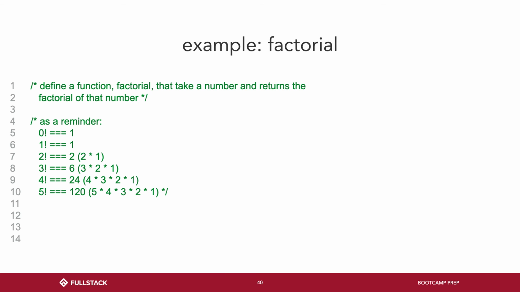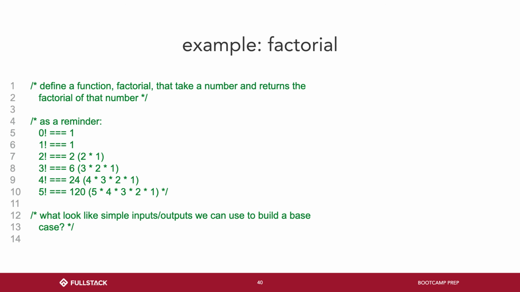So the factorial problem that I just showed you, right? So define a function factorial that takes a number and returns the factorial of that number. I don't care if you know what factorials are or not, but I'm just going to tell you what they are, right? 0 factorial is 1, 1 factorial is 1, 2 factorial is 2 times 1, 3 factorial is 3 times 2 times 1, 4 factorial is 4 times 3 times 2 times 1, and so on and so forth, right? Every number times itself down every whole number, okay?